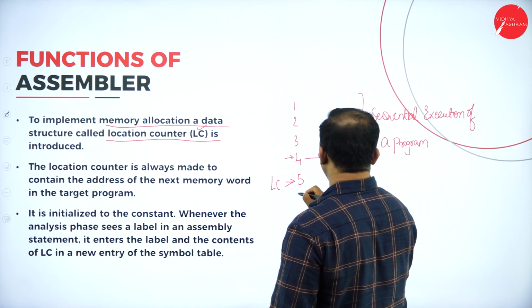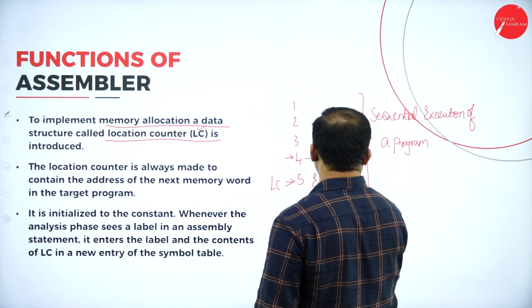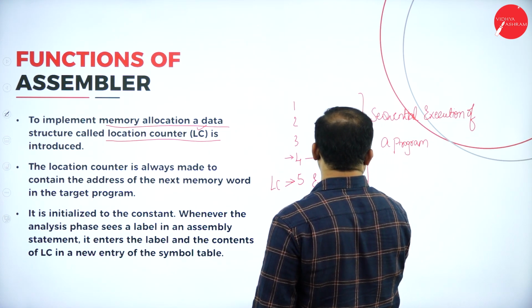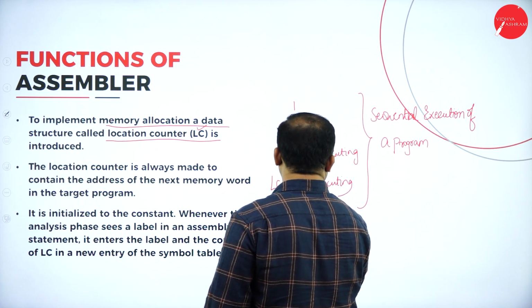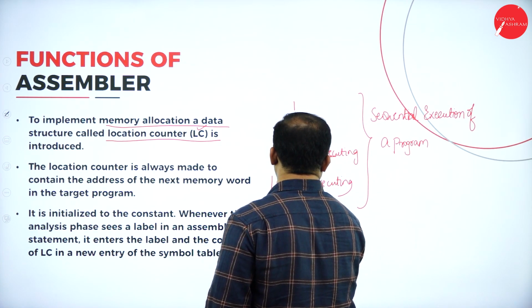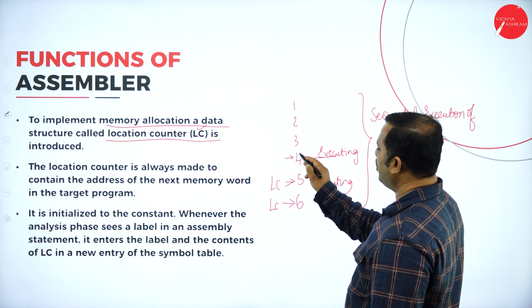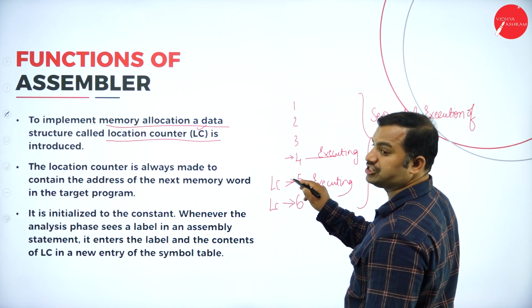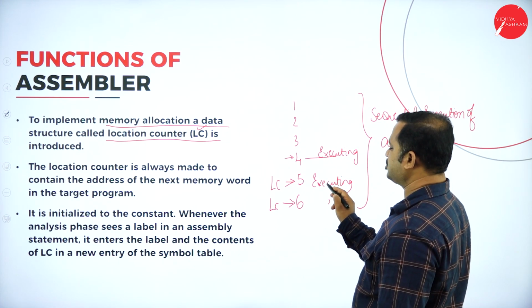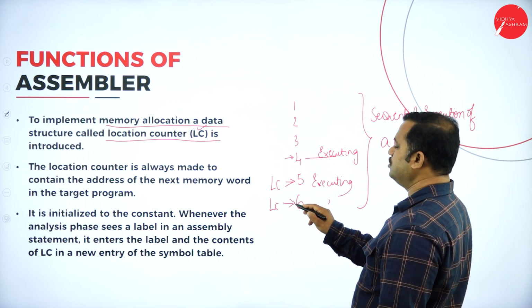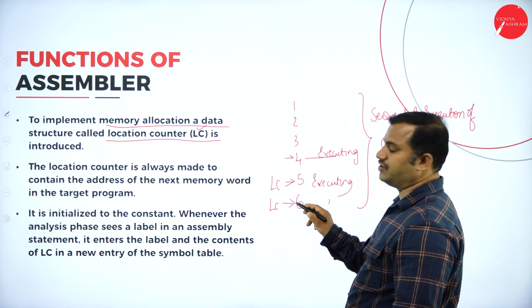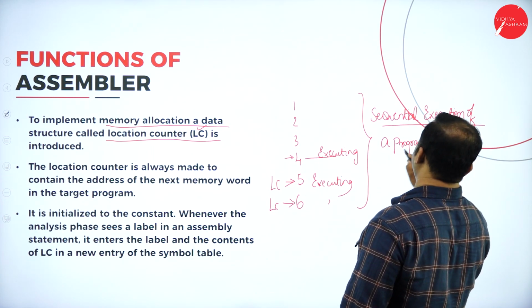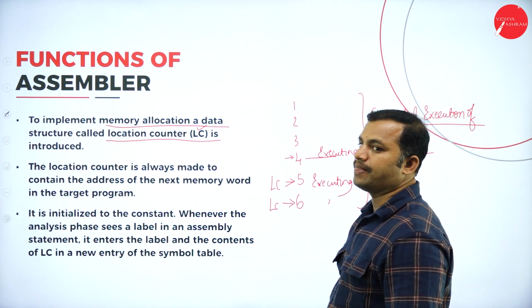When you are executing this, the location counter points to this. So, when you are in the fourth instruction, the location counter points to the fifth instruction. When you are in the fifth instruction, the location counter points to the next instruction in sequence. That is the sequential execution of a program.